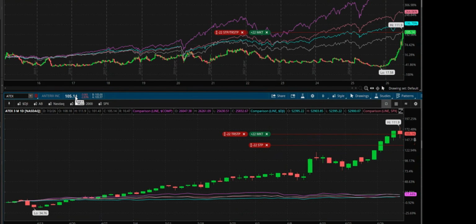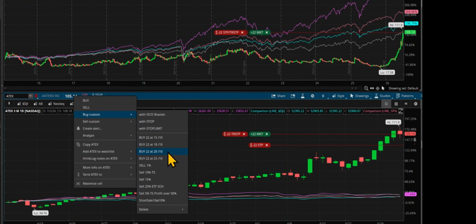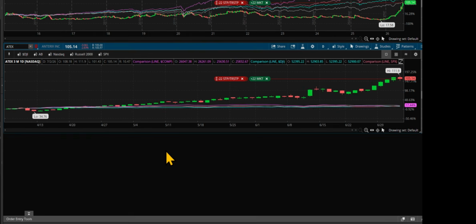Yes, because it's down, I'm going to go ahead and buy it again, but this time with a different buy in the sense that the first order I did was a 25% trail, but I want to buy more, and this time I'll use a 20% trail.